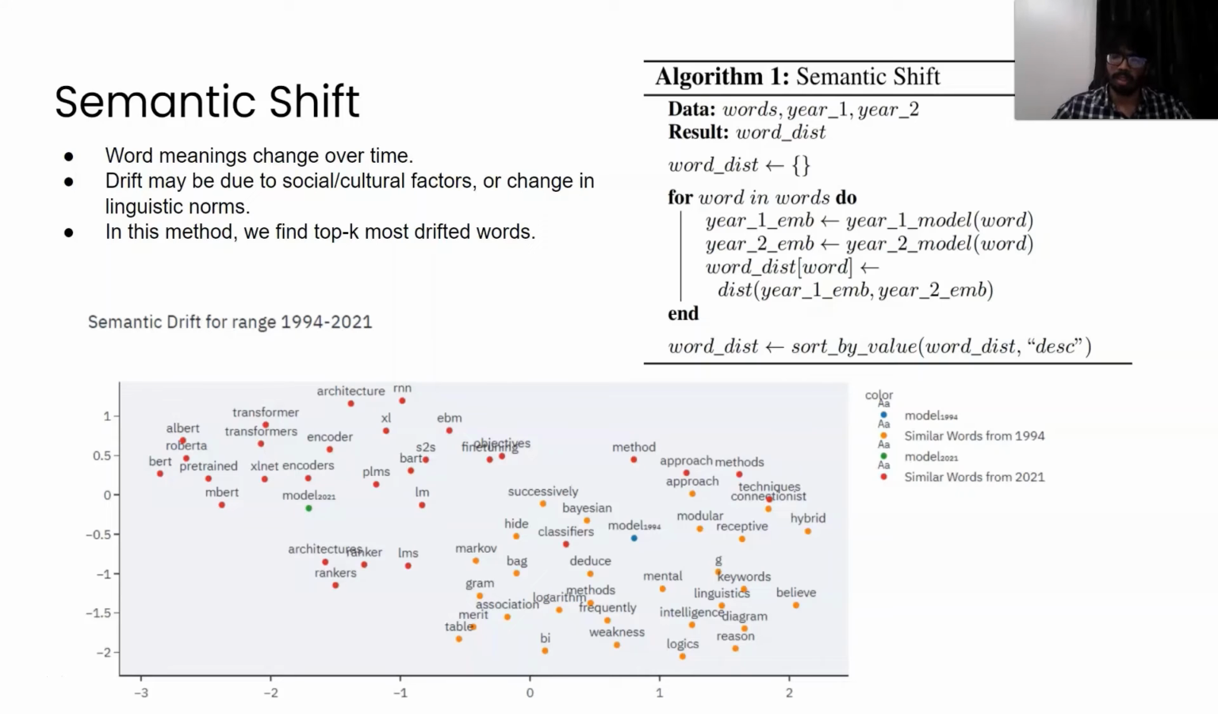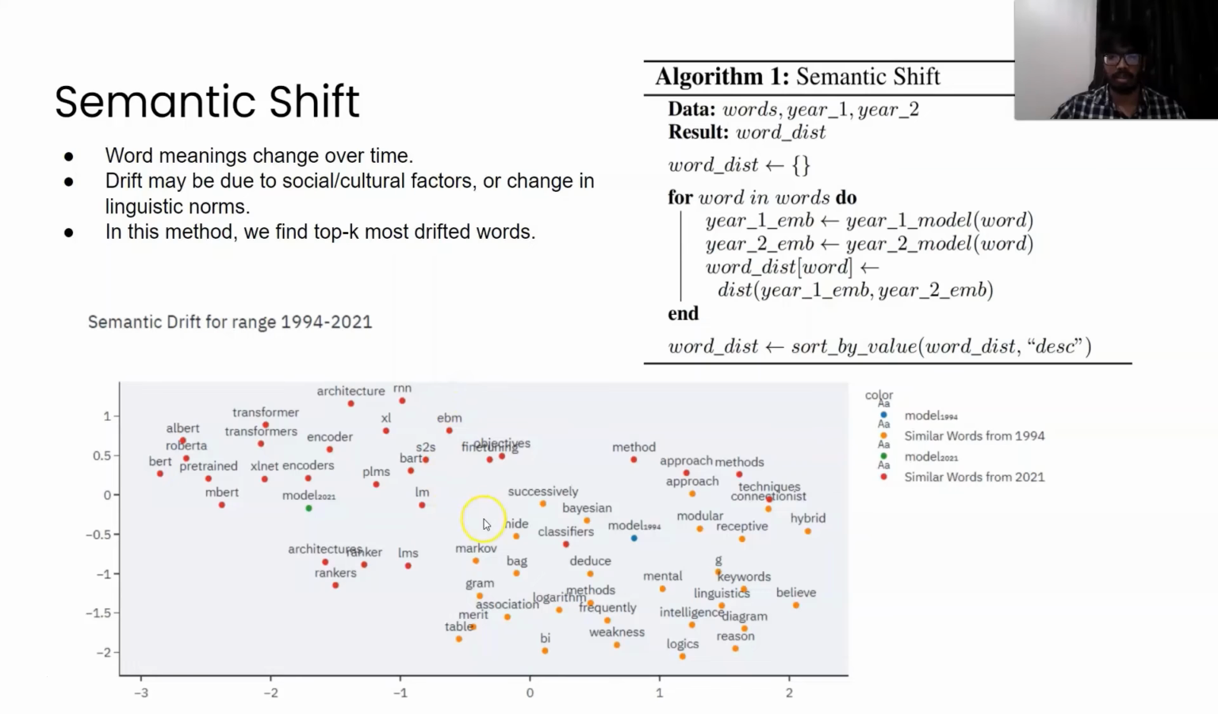So this is the way that the algorithm works. We have all the words and the initial year and the final year. We take the word embeddings from the first year, and we take the word embeddings from the final year of the same given words, and we find the Euclidean distance between them, and we store it into the dictionary. This dictionary is basically sorted by value, and we return the top k most shifted words, the words that have had the most semantic difference.